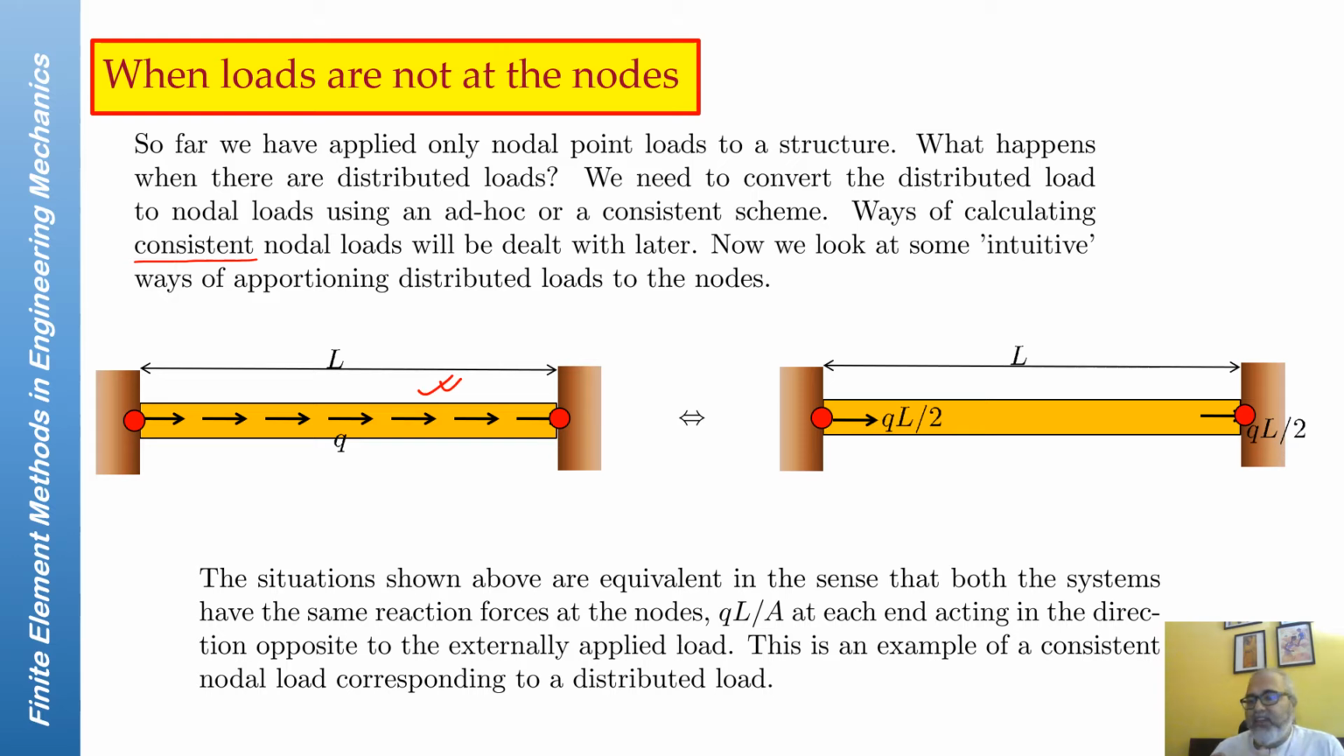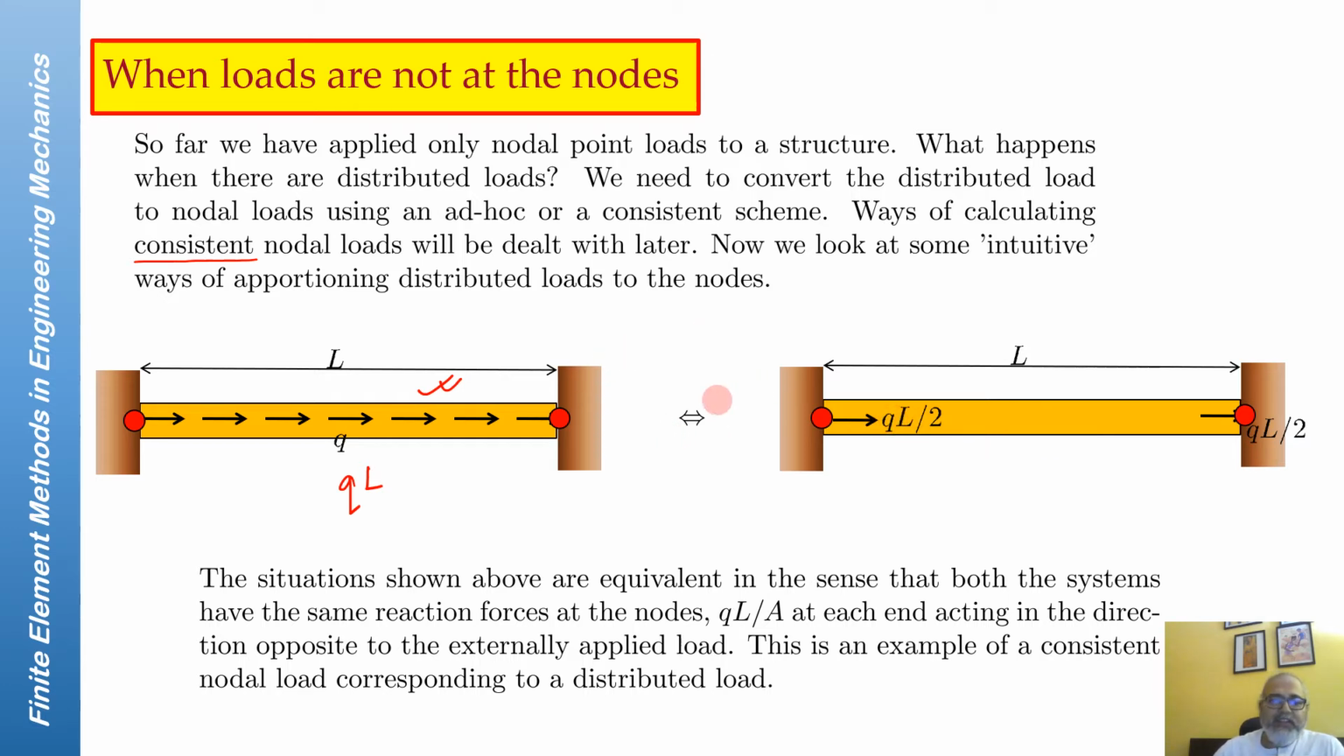And for the consistent nodal loads, there are formal techniques to calculate them, which we will learn later in the course. But right now, let me give you a glimpse of how the consistent and the ad hoc system works. And let me also try to convince you that the ad hoc system is not always very bad. So in this case, there is a total load in the x direction of magnitude QL, and we can apportion it as QL by 2 and QL by 2 at the two nodes.